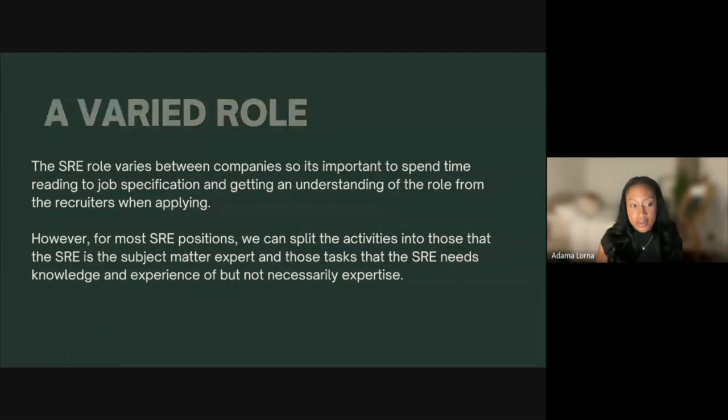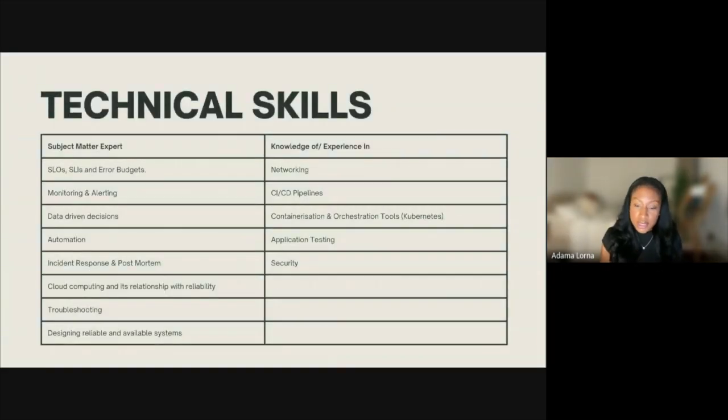But at a very high level, I think we can split it into subject matter expert and things that you need knowledge of. So in terms of a subject matter expert, you will need to know SLOs, SLIs, and error budgets. And this is, again, a defining factor of the SRE role. But you'll also need to be an expert in monitoring and alerting. Can you set up good and effective monitoring systems and alerting systems? Nobody wants to be dealing with an alerting system that is so noisy that everybody just ignores it. That's almost as bad as having no alerting system at all.